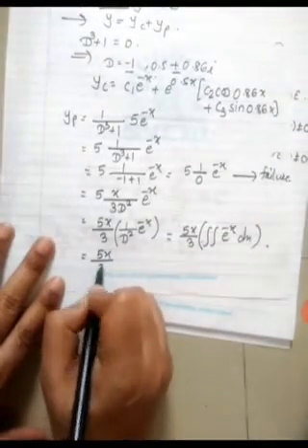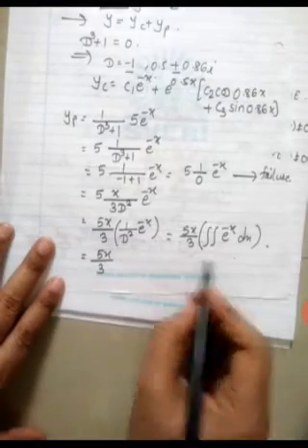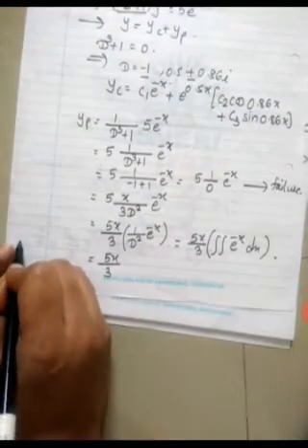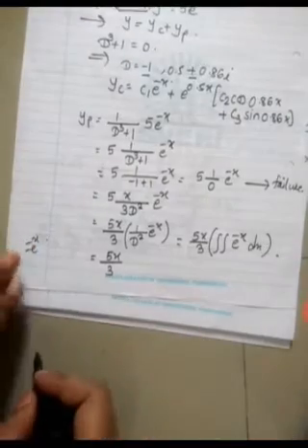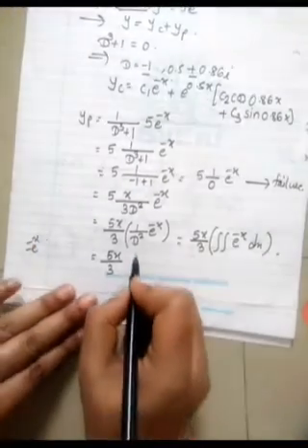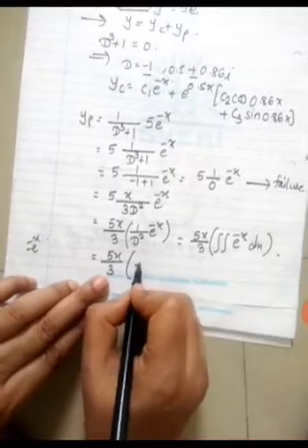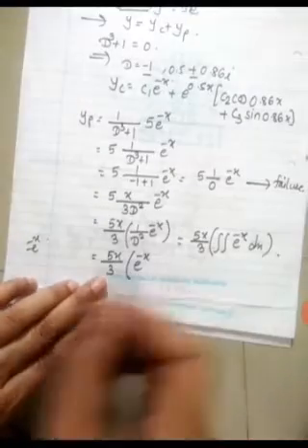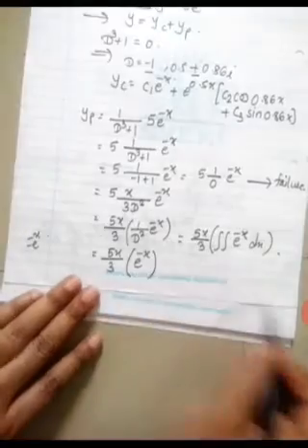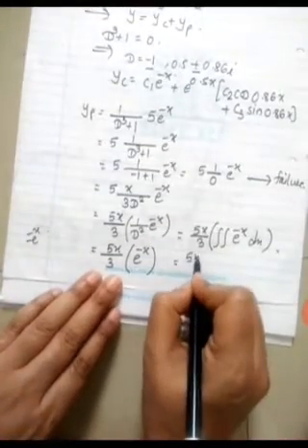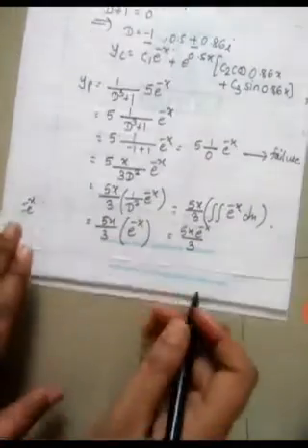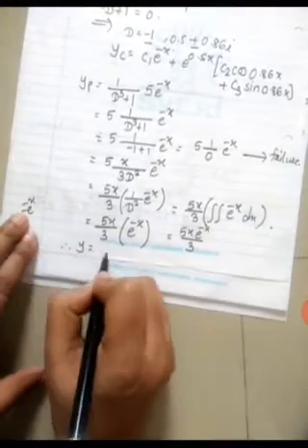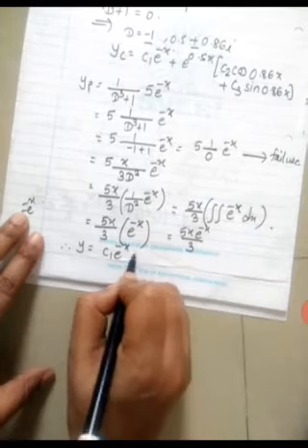So what is that? 5x by 3. First integration, I'll write here first. Minus e raised to minus x. This is the first integration. And one more, e raised to minus x, and minus minus becomes plus. So this is your yp, 5x e raised to minus x upon 3. And therefore the general solution is c1 e raised to minus x.